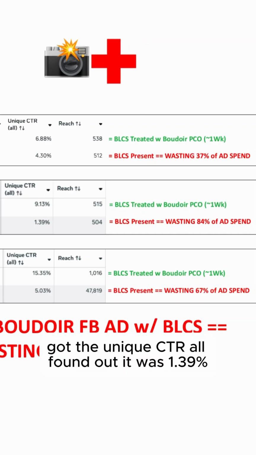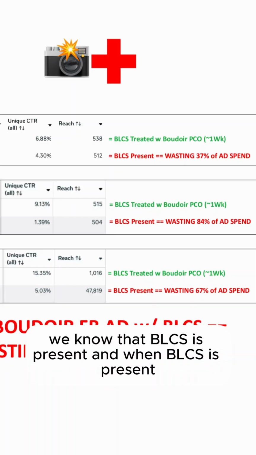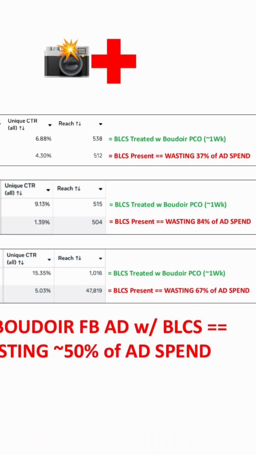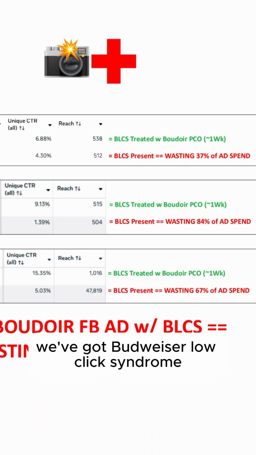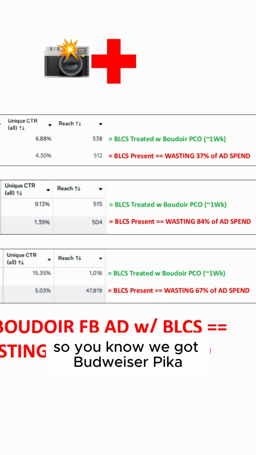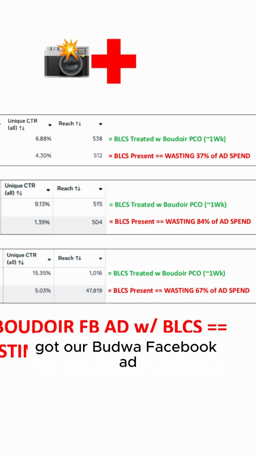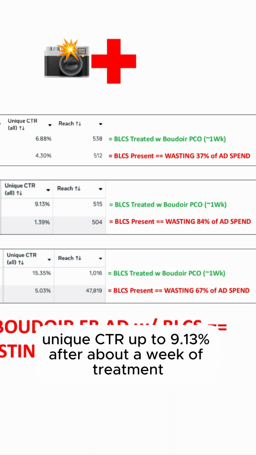Now, the second part of my residency, I got the unique CTRL, found out it was 1.39%. So unique CTRL under 6%, we know that BLCS is present. And when BLCS is present, we've got Boudoir low click syndrome. So we got to solve that ASAP. Big, big, big problem. So, we got Boudoir Pico, we got the solution. We treated Boudoir Pico, got our Boudoir Facebook ad unique CTRL up to 9.13% after about a week of treatment.